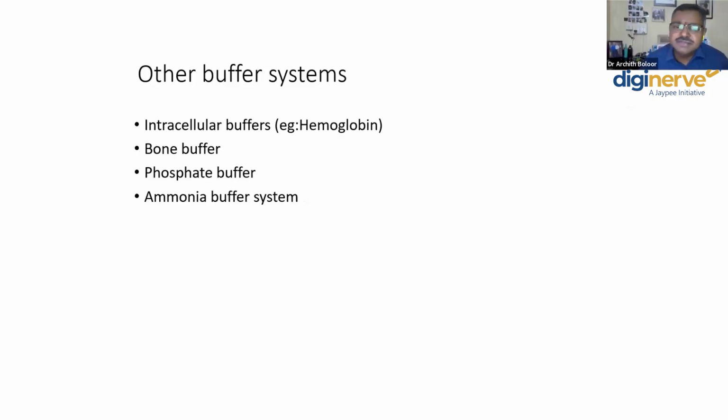The other buffer system that we have is the hemoglobin. Remember, whenever there is an acidosis or an alkalosis or hypoxia, the oxygen dissociation curve shifts, which enhances the binding to the hemoglobin. You could also have the bone buffer system and the ammonia buffer system. So these are the other chemical buffer systems which help us to regulate.